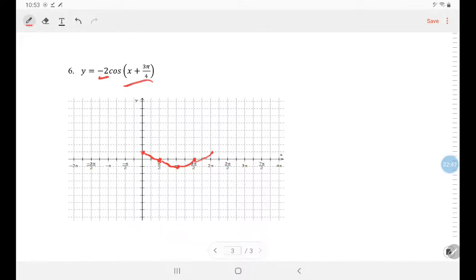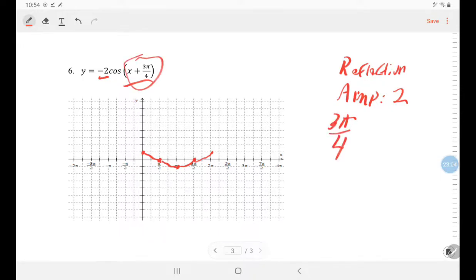Transformations, I see 3 of them. I see a reflection. I see that I have an amplitude of 2. Again, I do not have an amplitude of -2. I have an amplitude of magnitude 2, which is a stretch, and it is reflected. And then I'm going to shift 3 pi over 4 units. That says plus here. That means I'm going left.